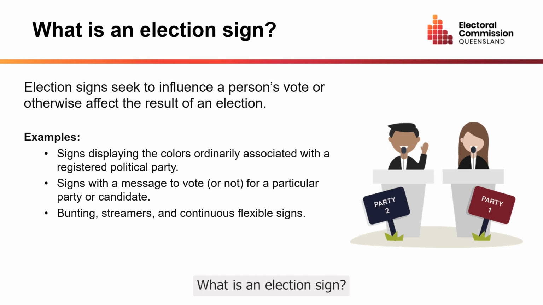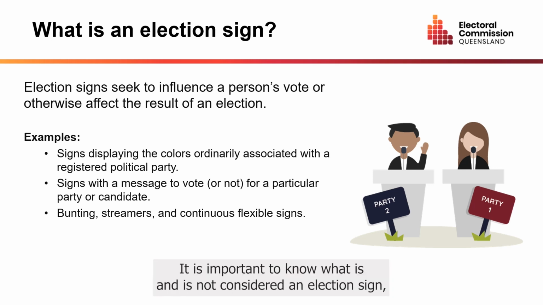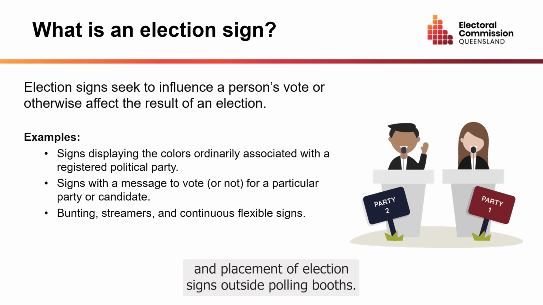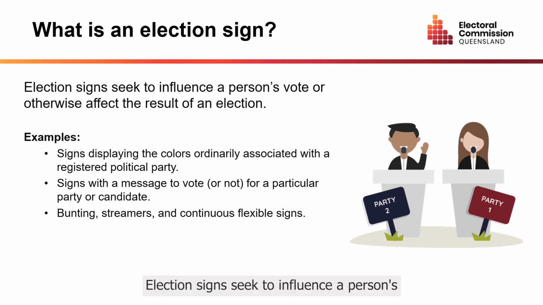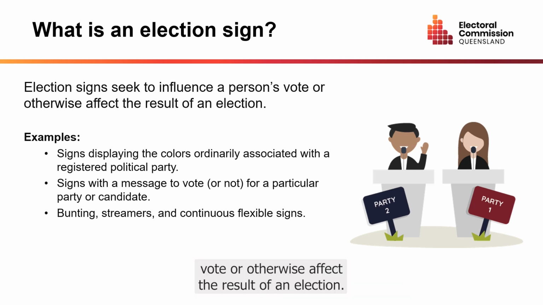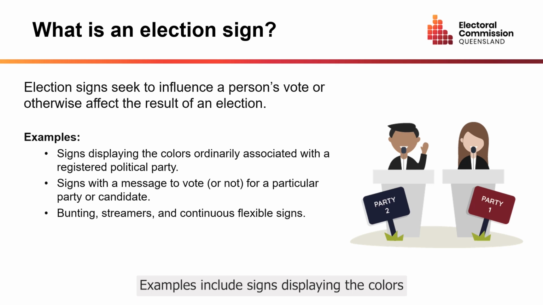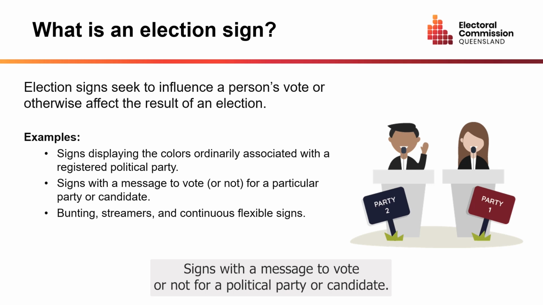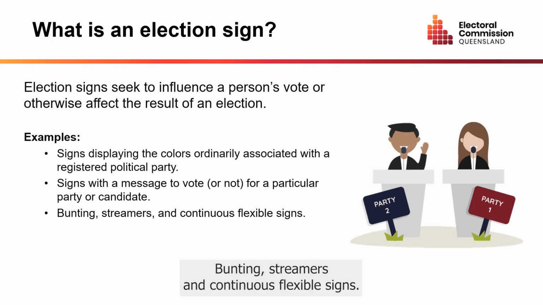What is an election sign? It is important to know what is and is not considered an election sign because there are restrictions on the number and placement of election signs outside polling booths. Election signs seek to influence a person's vote or otherwise affect the result of an election. Examples include signs displaying the colours originally associated with a registered political party, signs with a message to vote or not for a political party or candidate, bunting, streamers and continuous flexible signs.